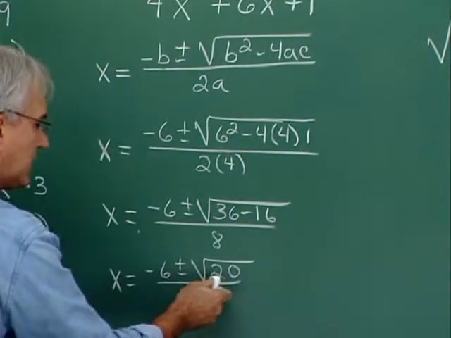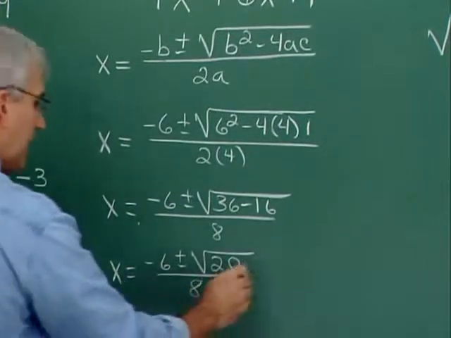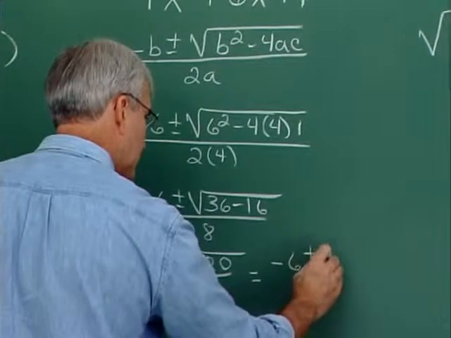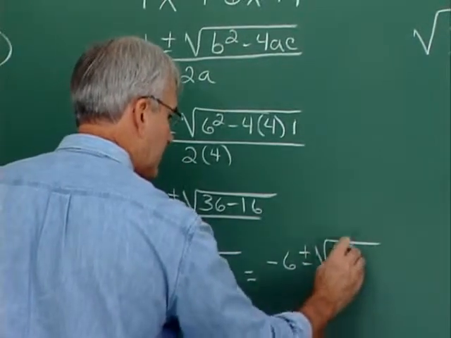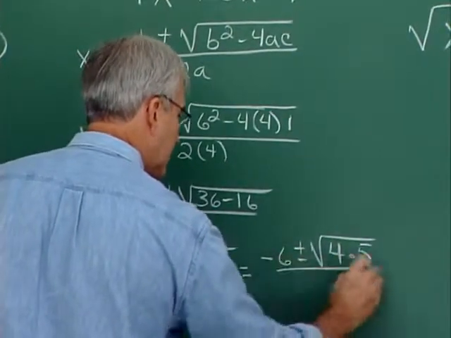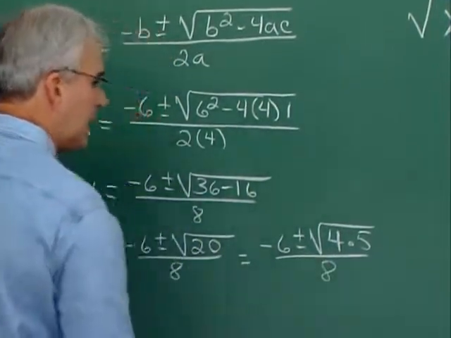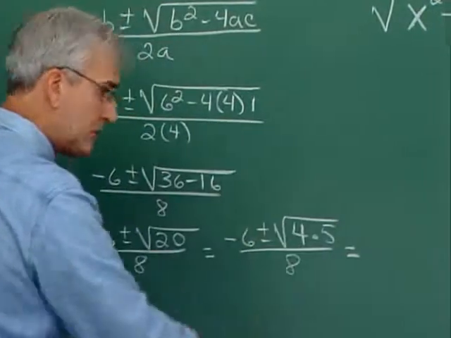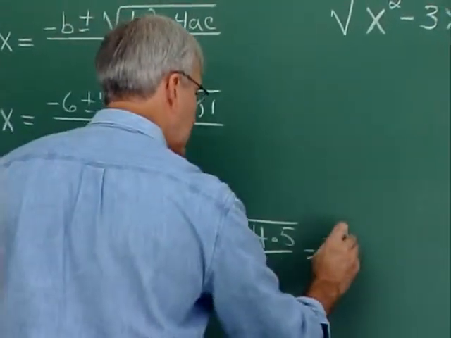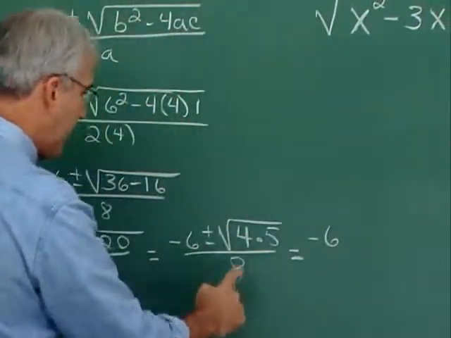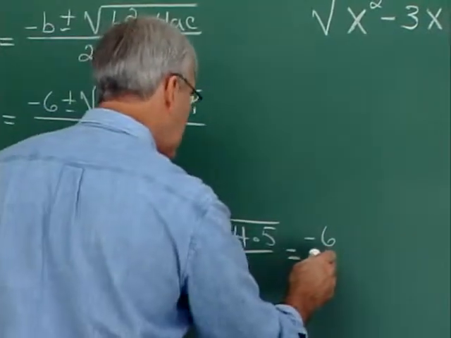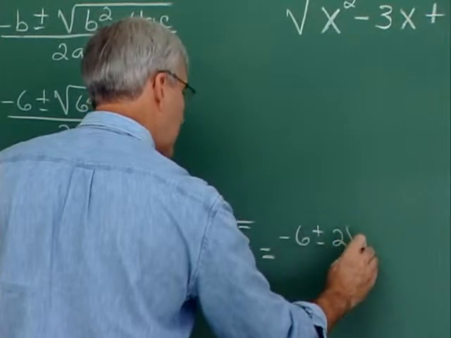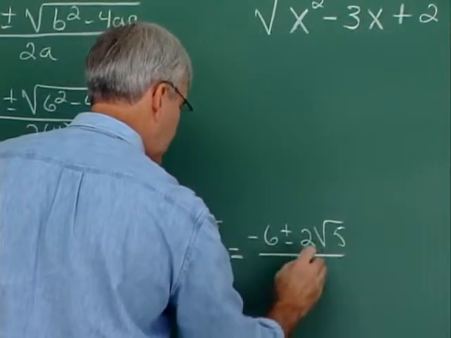Now 20 is 4 times 5, and so we would rewrite as negative 6 plus or minus the square root of, and think of this as 4 times 5 in order to simplify, and then we can take the square root of the 4. I'm just going to go out to the right because I'm running out of room below. Usually I would write below rather than put these extra equal signs in here, but at any rate, we have plus or minus 2, the square root of 5 over 8.